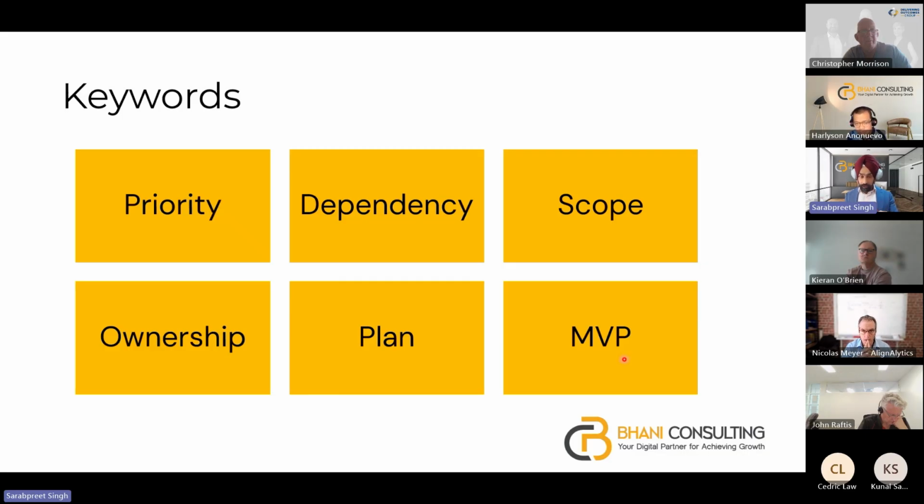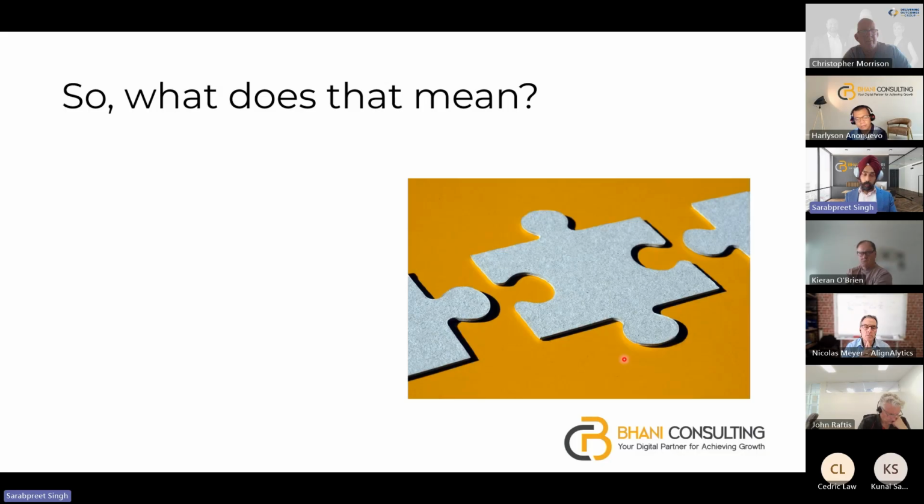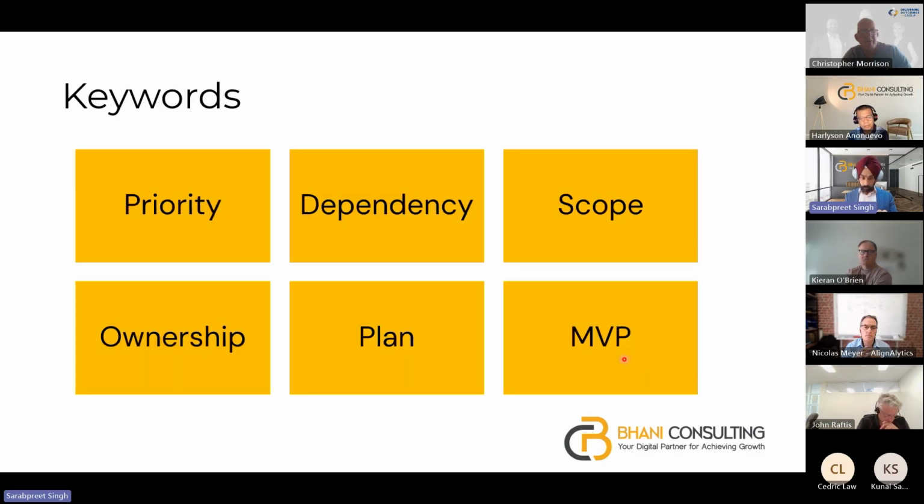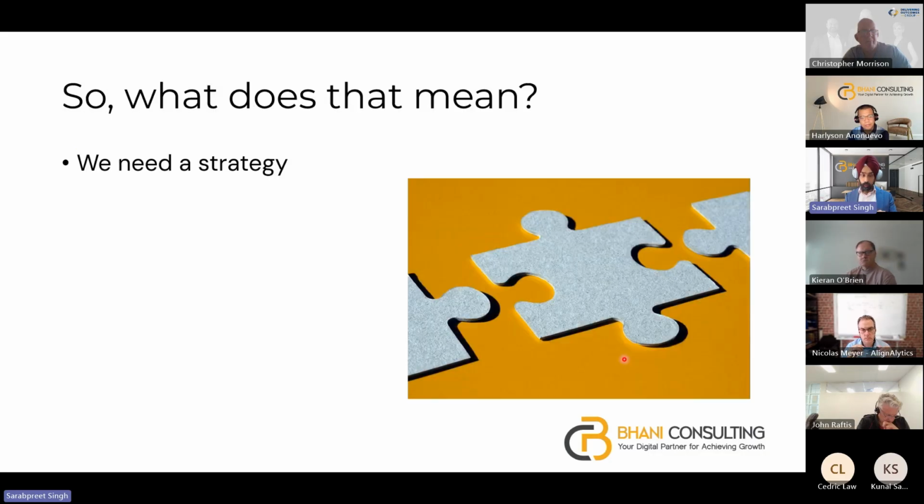Now, keeping these in mind, we ask ourselves, what does that mean? Just have a quick glimpse of this. It means that we need a strategy.